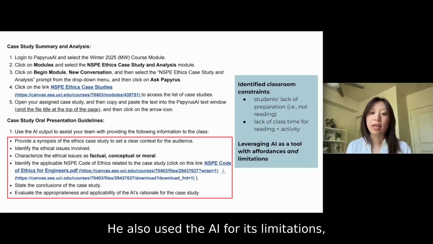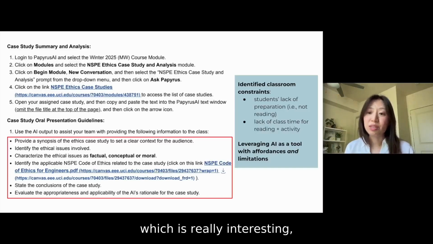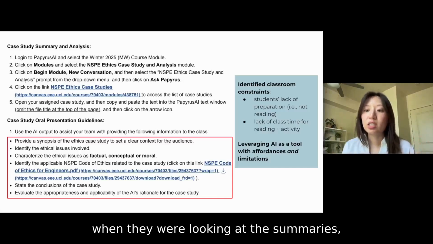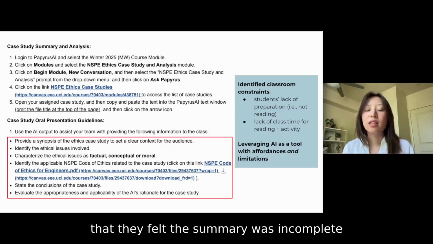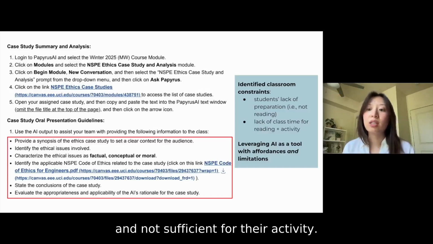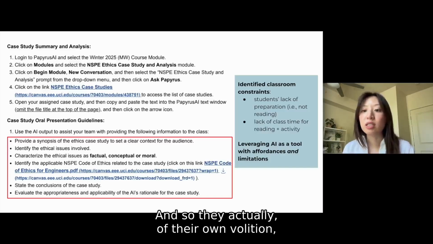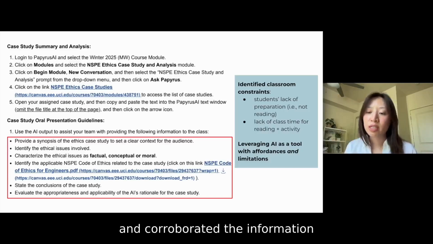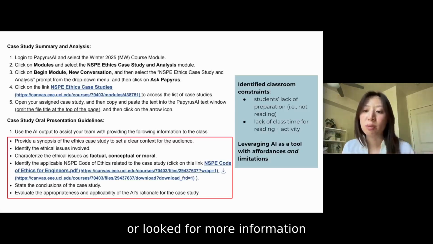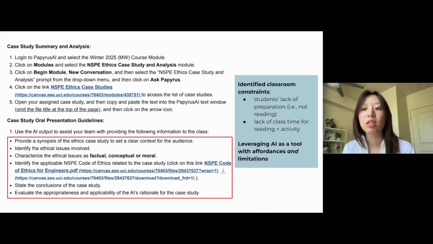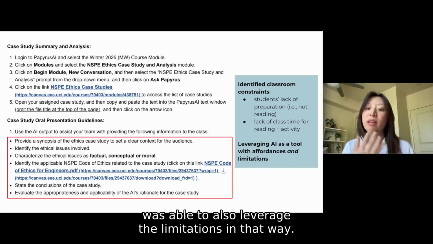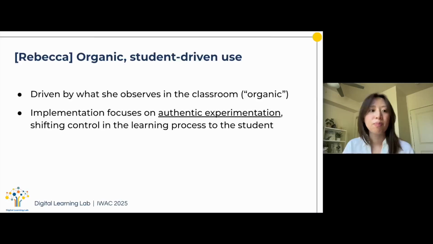He also used the AI for its limitations, which is really interesting, where students, we observed, when they were looking at the summaries, identified themselves that they felt the summary was incomplete and not sufficient for their activity. And so they actually, of their own volition, went back to the source material and corroborated the information or looked for more information that they felt the AI did not help them with. So that was a case in which the instructor, Peter, was able to also leverage the limitations in that way.